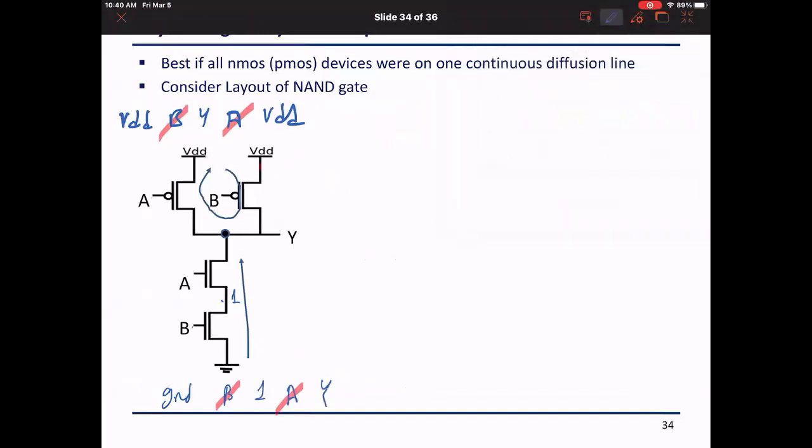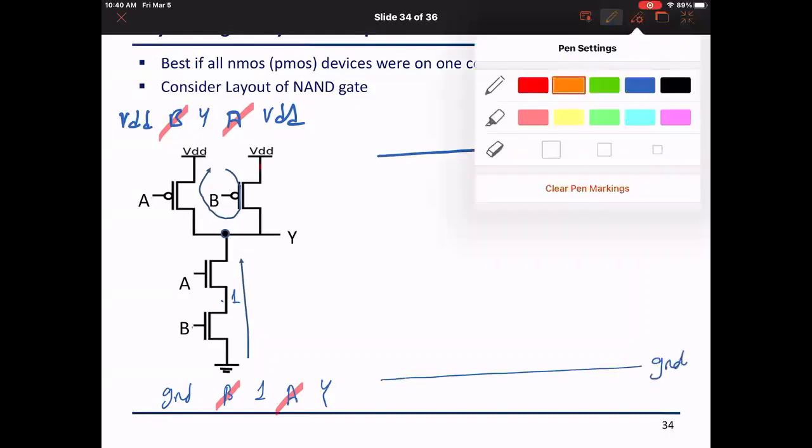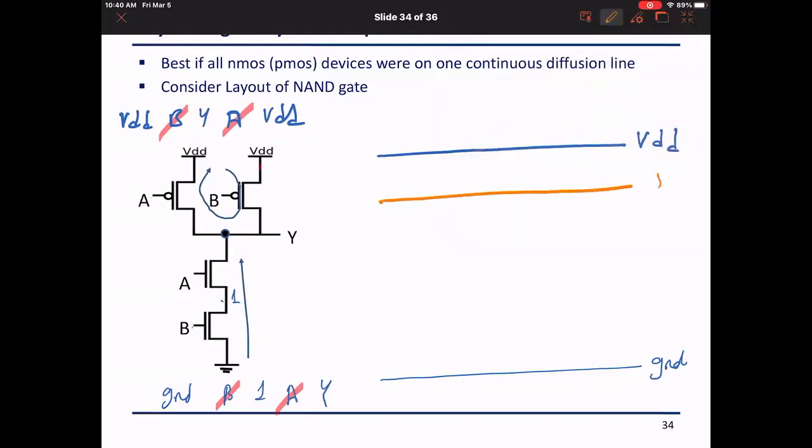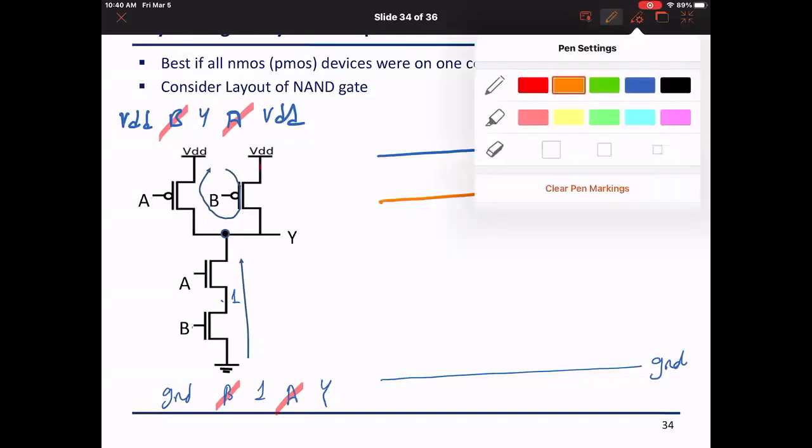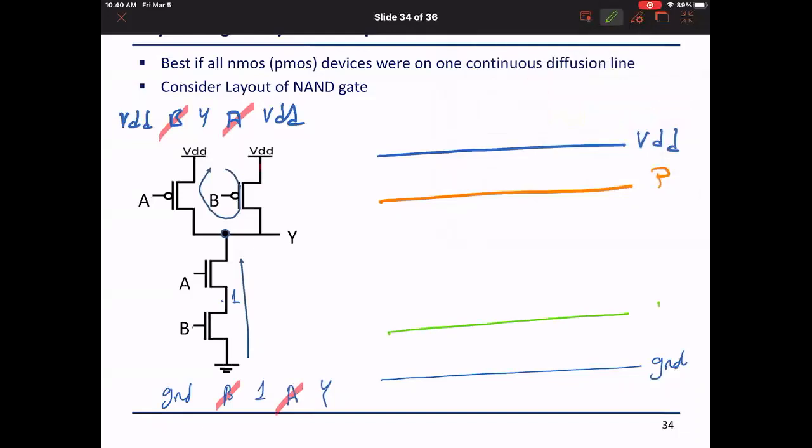So if we want to follow the same way we drew the stick diagram for the inverter, I'm going to put VDD. I'm going to put the ground here. I'm going to put the P diffusion and the well here. So this is the P. I'm going to put the N diffusion here. And then we will talk about the magic of this. I'm going to put a strip for B, and I'm going to put another strip for A.